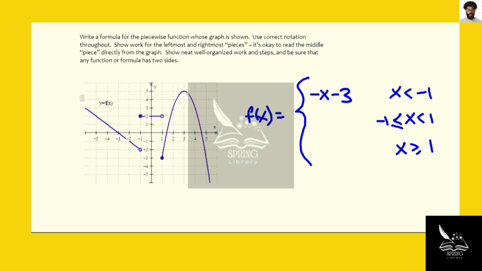The next piece, the second piece, is a constant. Constants are just y equals, or f of x equals 2.